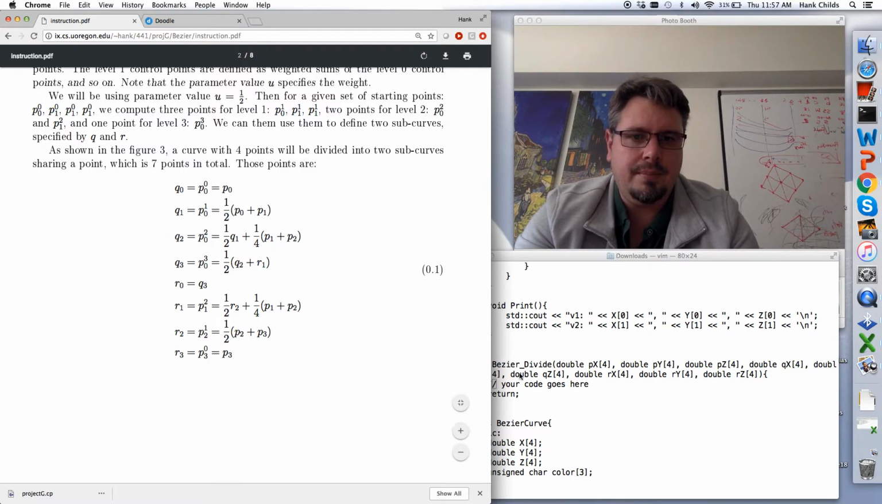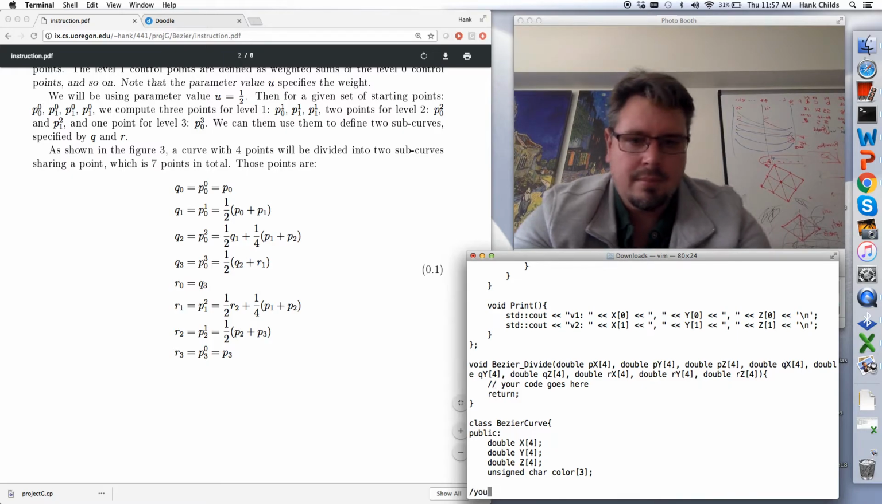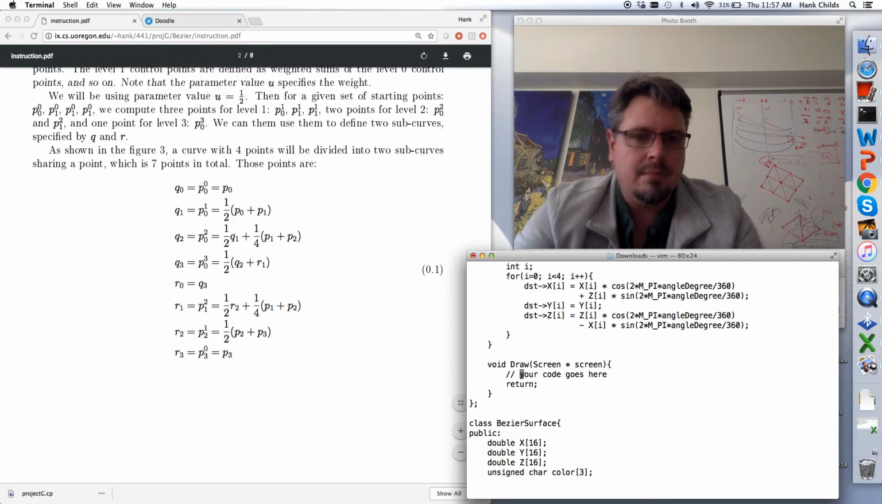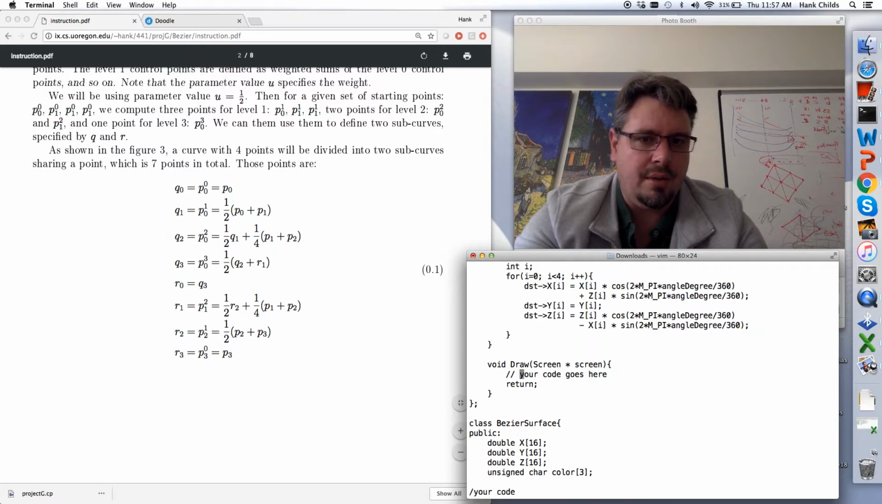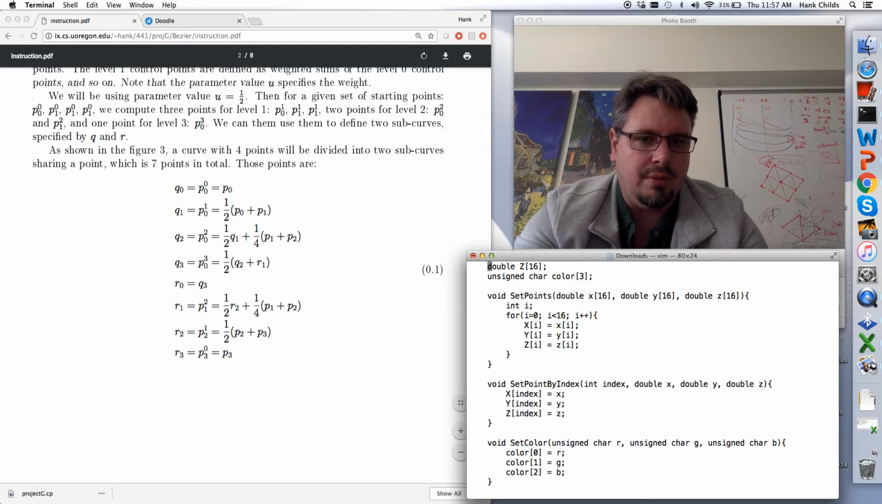Okay. And the other two are Bezier curve draw and Bezier surface draw. So here's the curve, and then the draw function, and here's the draw function in the surface.